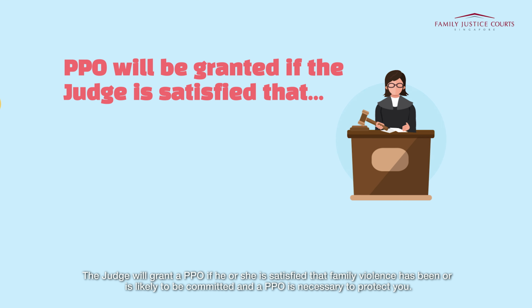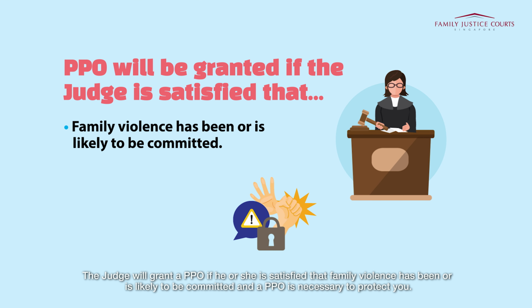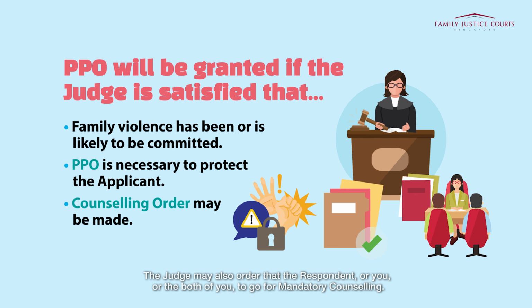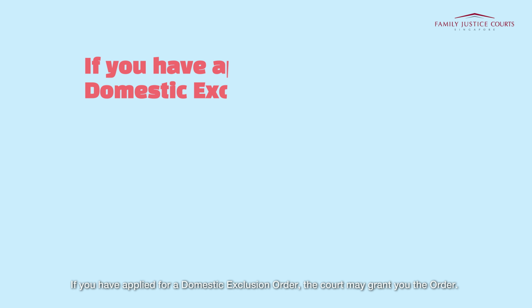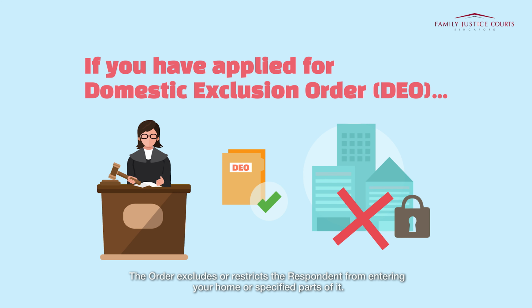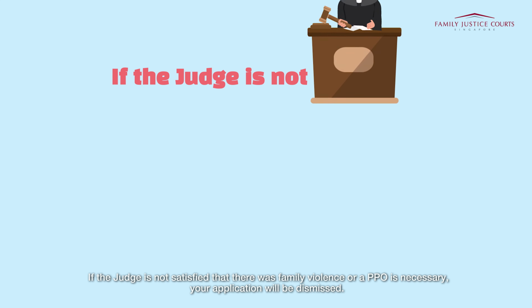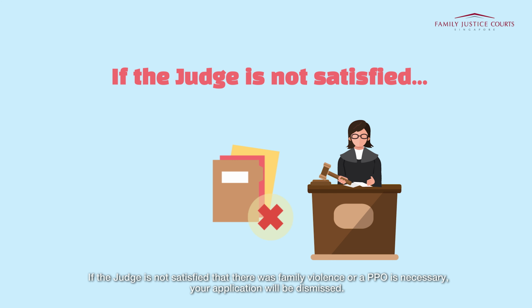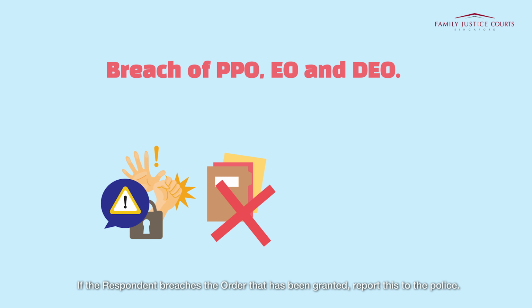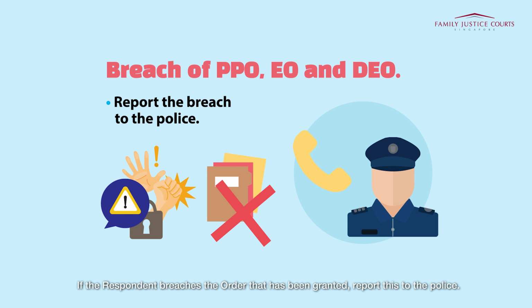The judge will grant a PPO if he or she is satisfied that family violence has been or is likely to be committed, and a PPO is necessary to protect you. The judge may also order that the respondent or you, or both of you, go for mandatory counseling. If you have applied for a domestic exclusion order, the court may grant you the order. The order excludes or restricts the respondent from entering your home or specified parts of it. If the judge is not satisfied that there was family violence or a PPO is necessary, your application will be dismissed. If the respondent breaches the order that has been granted, report this to the police.